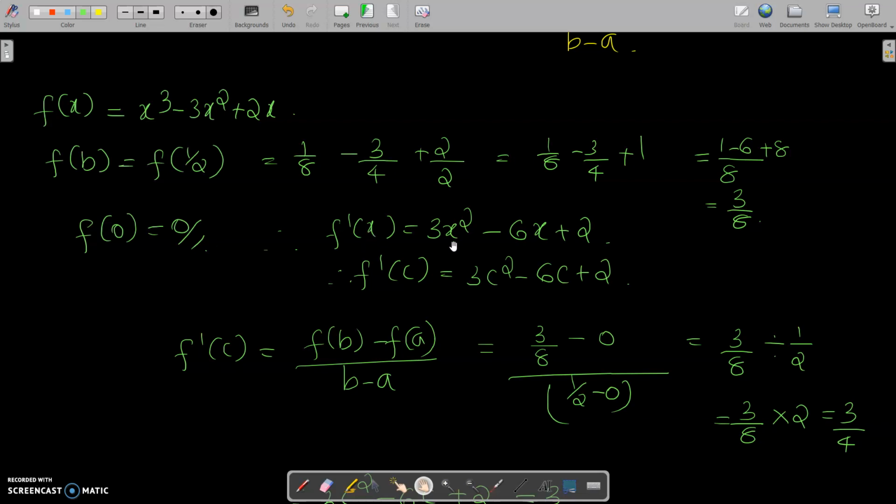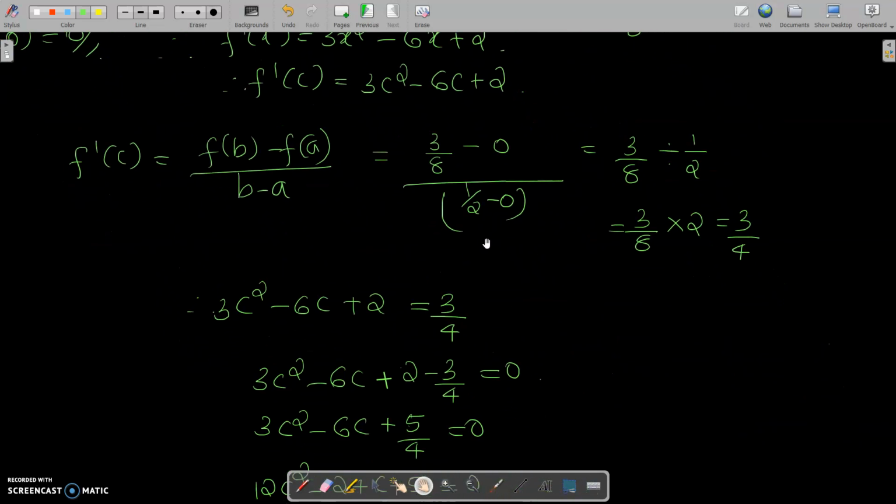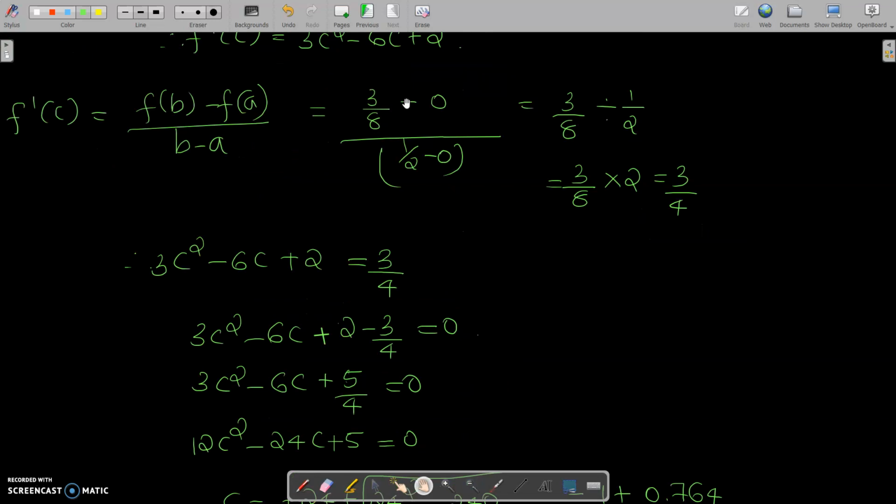And what is f dash x? f dash x is 3x square minus 6x plus 2. And f dash c is equal to 3c square minus 6c plus 2. Right? Replace x with c. Then by our result, what is f dash c? f of b minus f of a divided by b minus a. Substituting all the values, 3 by 8 minus 0 divided by 1 by 2 minus 0. 3 by 8 divided by 1 by 2, that is 3 by 4 we get, after solving.